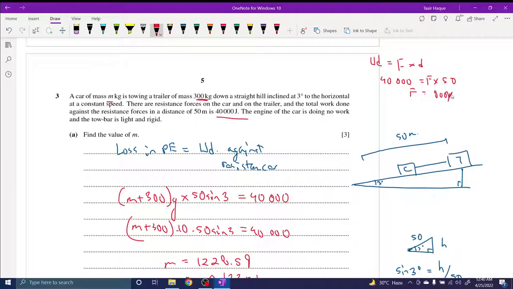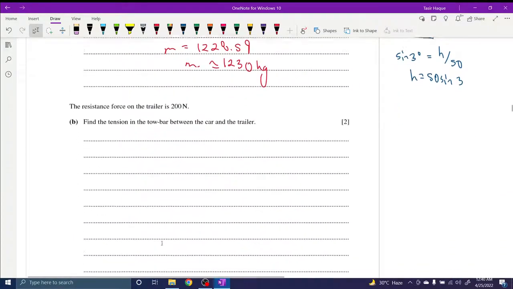Now we could form an equation using F is equal to ma. Since there's no increase in speed, the net acceleration is 0, right? So what's the downward force? mg sine theta, or (m plus 300) g sine theta. mg sine theta minus the resistive force of 800 is actually equal to 0. So if you solve this equation, you could also get a value of m. This works as well, because they didn't tell you to use an energy method, right?